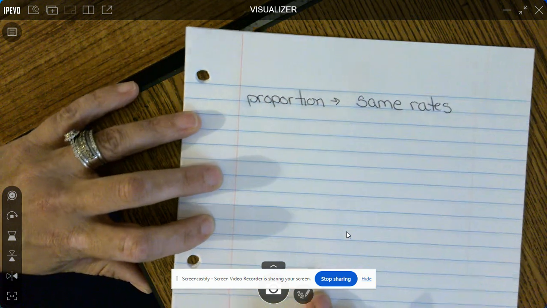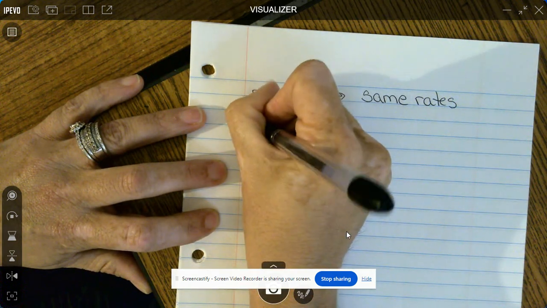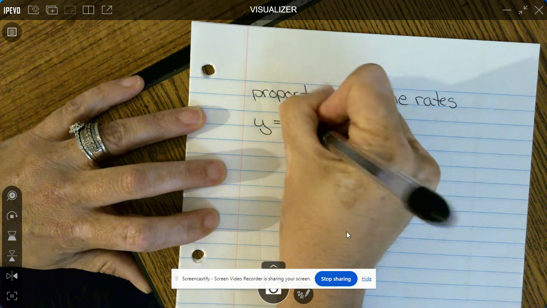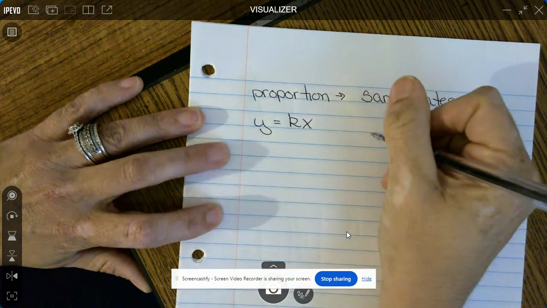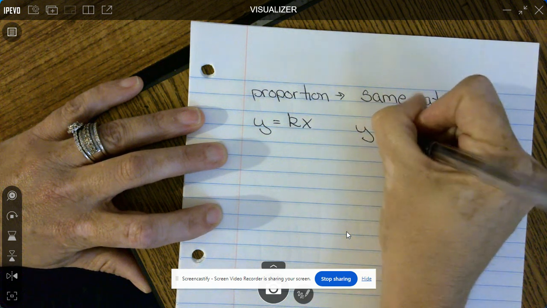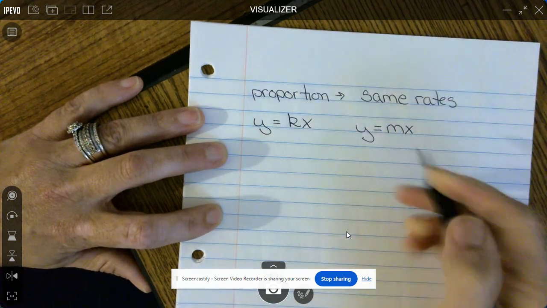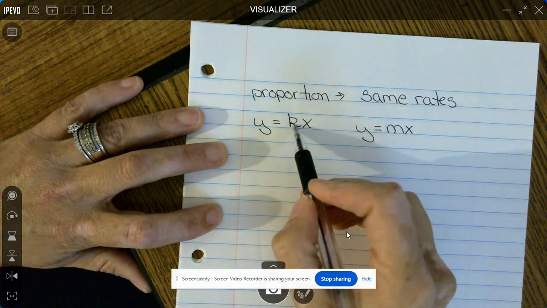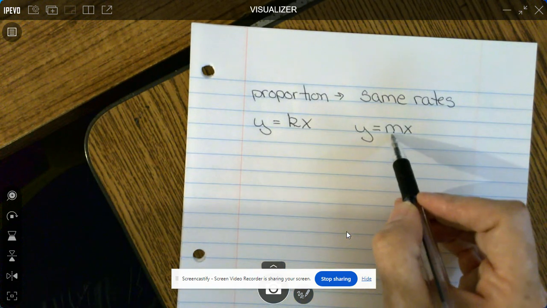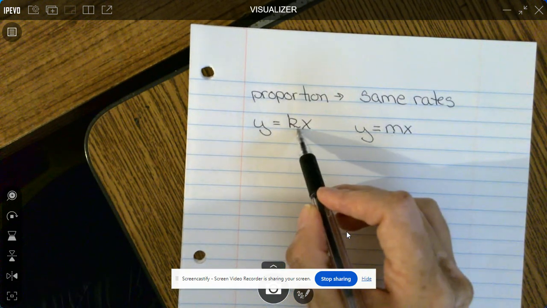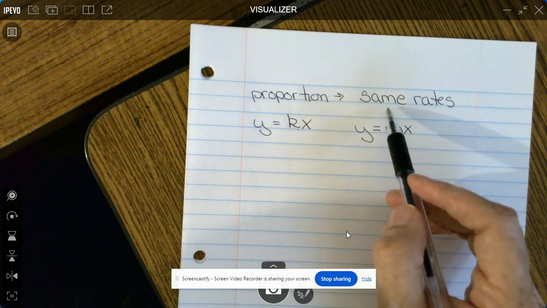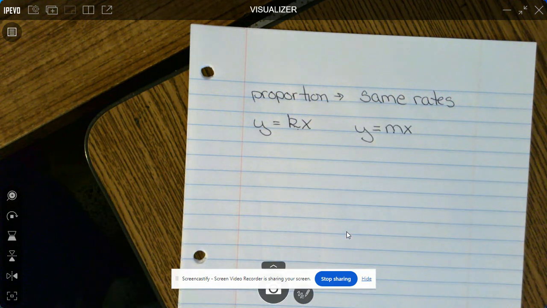The formula to show that something is proportional is y equals kx. All right. You're also going to see it when it comes to your CIA that y equals mx, and m simply stands for slope. K stands for, when you go into eighth grade, you're going to see it as m for slope. We're using k in seventh grade for your rate, for your constant of proportionality.